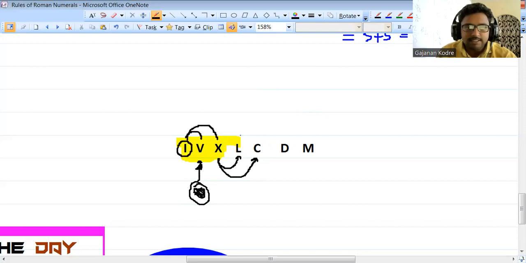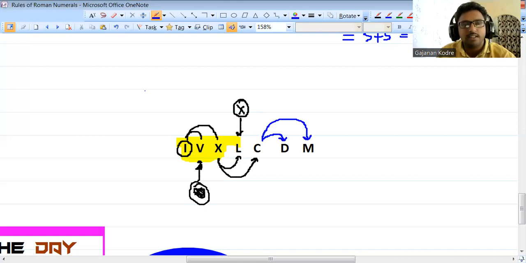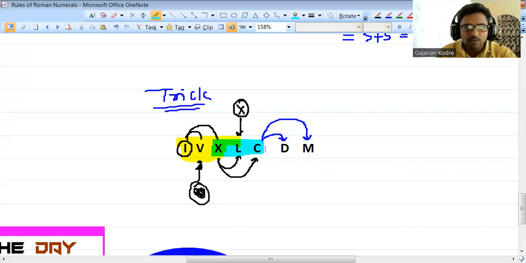Similarly, look at this L. Can we subtract L? No, we just saw that by rule number 6, L cannot be subtracted. Then let's talk about C. C can be subtracted from the next two only, that is D and M only. So this is the trick by which you can remember which symbol can be subtracted from which symbol. You can also color them this way, which will help you remember.